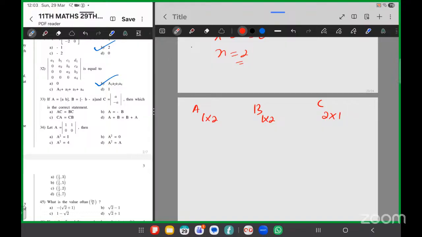So 33 option B is the AC is equal to A equal to minus B means, okay. This cannot be A equal to minus B. If you multiply with the minus, only sign changes. The order of the elements will not change. So B cannot be the answer. A plus B and B plus A. A plus B you can add, B plus A plus B equal to B plus A. That is also correct.